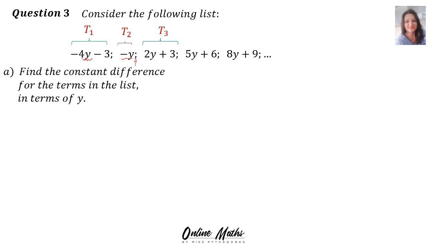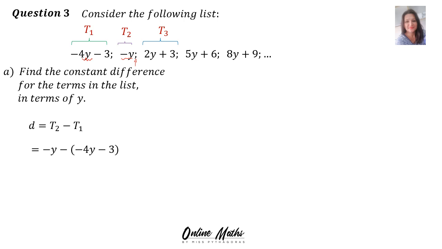Number A. Find the constant difference for the terms in the list in terms of y. Now, in terms of y means that there can be a y inside your answer. And then the constant difference is d. So d is equal to t2 minus t1.